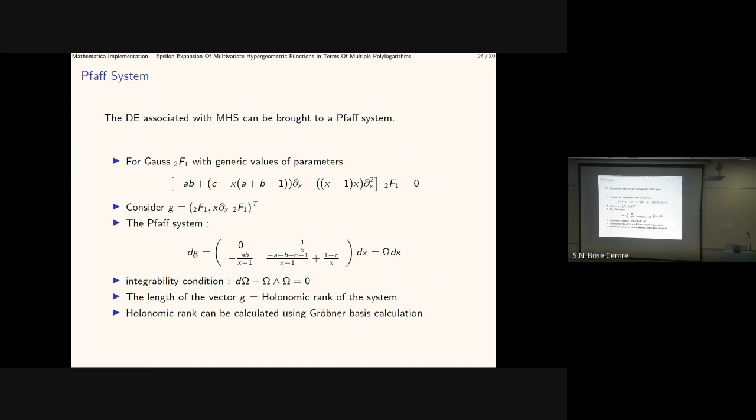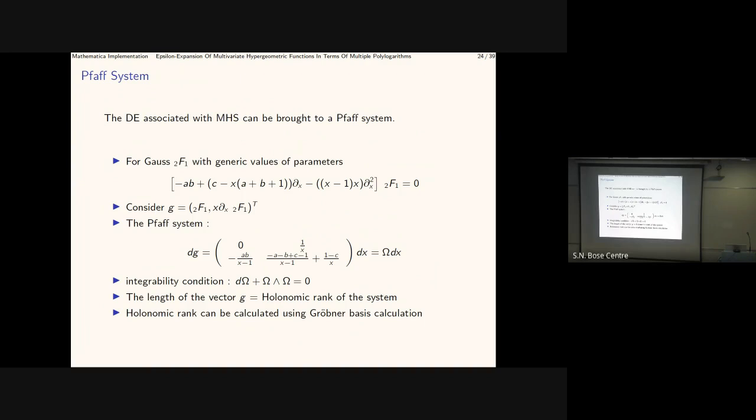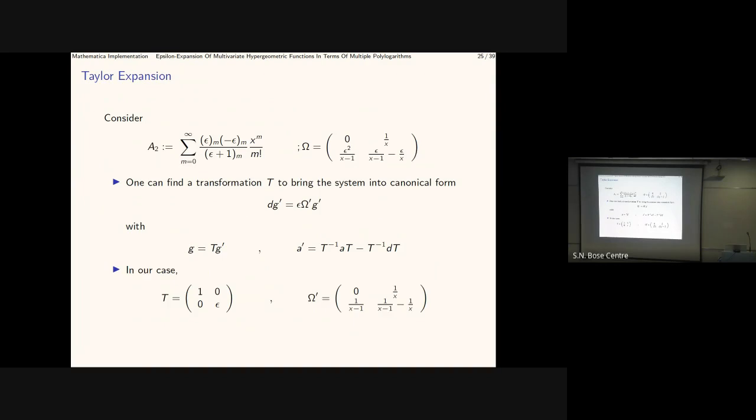Is that just the matrix product? Yes. And in this case, it is 2, but in other cases, it depends on the holonomic rank of the partial differential equations you have, and that can be calculated using Groebner basis calculation. So once you have that Pfaffian system, for example, this A2, we have this as a matrix on the right hand side. That means the differential equation looks like d of this vector is equal to epsilon times A times g again.